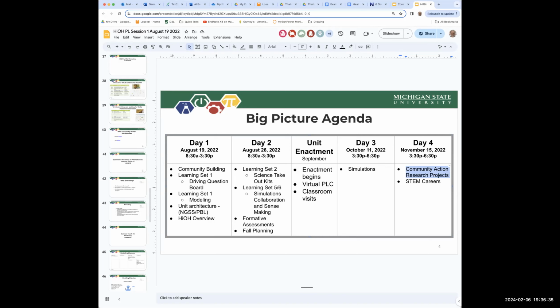Okay, so if there's no more questions, then I would like us to go into the breakout rooms. And I'd like you to work with your colleagues on your plan for your teachers, thinking about your audience.